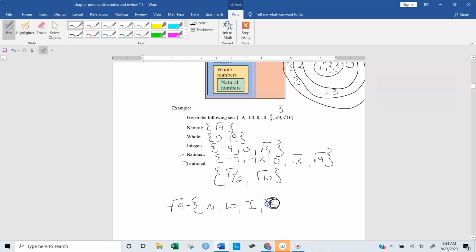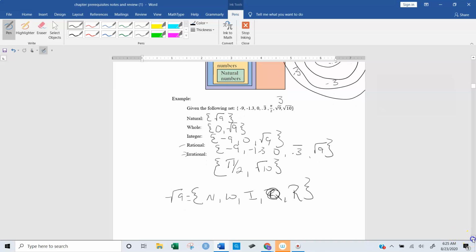Oops, that should have been in Q, my fault. Rational number. Technically, I should have stopped. Let's erase that. All of these are real numbers, and R is what means real. All right, just so you know when you're doing your homework. Okay, let's go on to the next.